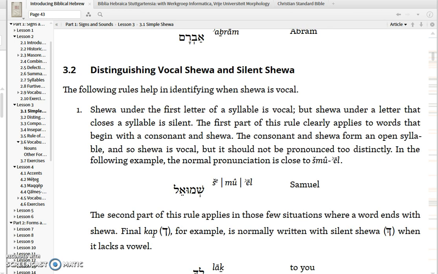So how can we tell whether a schwa in Hebrew is going to be silent or whether it's going to be vocal? And here are some rules. If you have a schwa under the first letter of a word, then it's going to be vocal. And again, Shmuel is an example. You're kind of slurring together the sh sound, the shin, and the m sound, so you get Shmuel, but there's just a little sound just to be able to slur it over, and that's your vocal schwa.